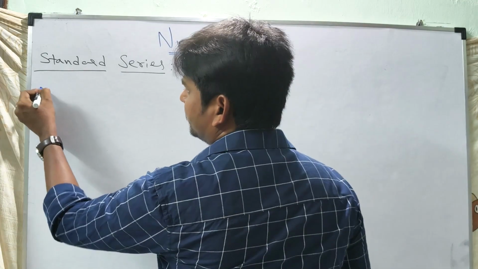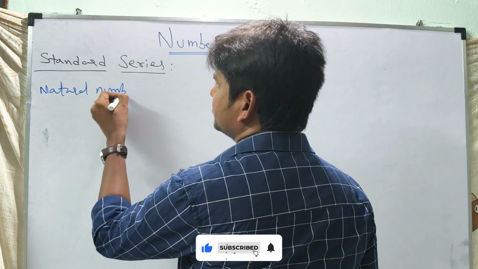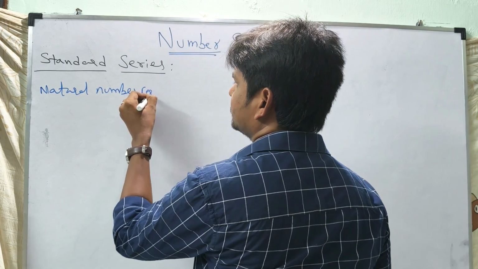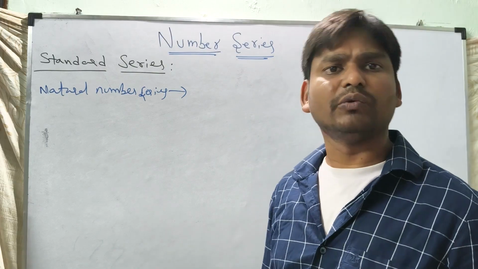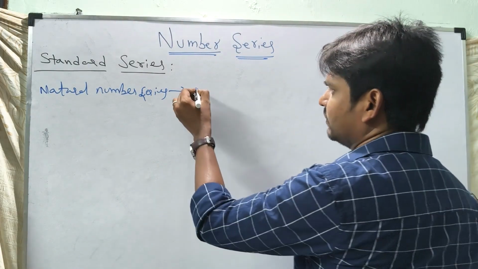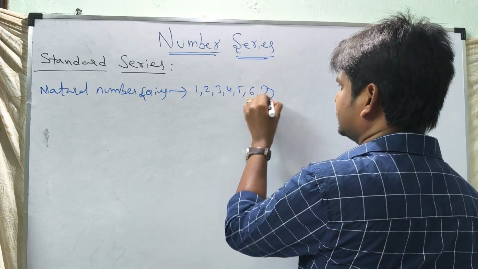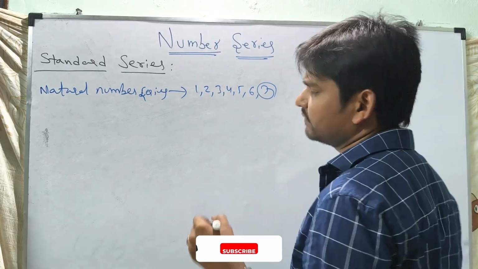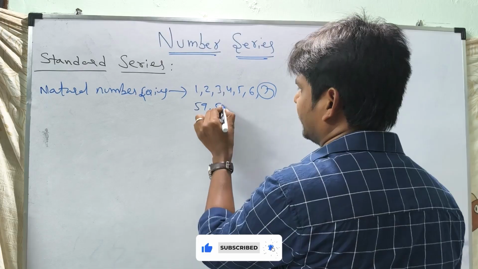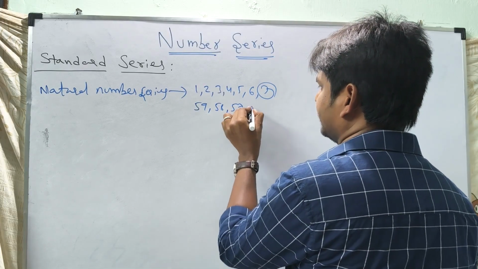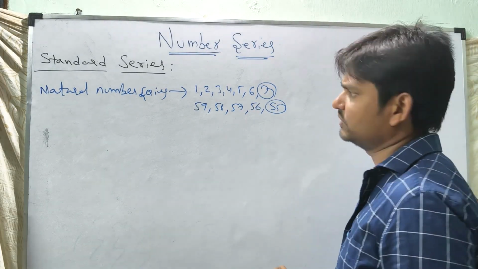First of all, natural number series. Here we know already, natural number means all counting numbers: 1, 2, 3, 4, 5, 6. What is the next term? 7. It may be in increasing order or decreasing order. See, if let's say 59, 58, 57, 56, what is the next term? 55. Like this also they may give.